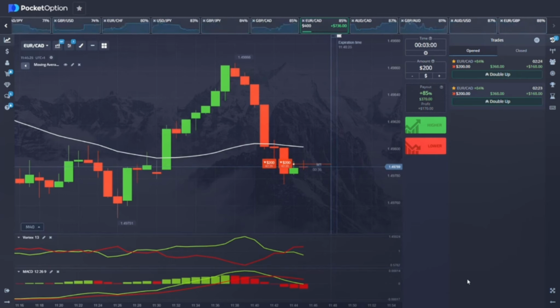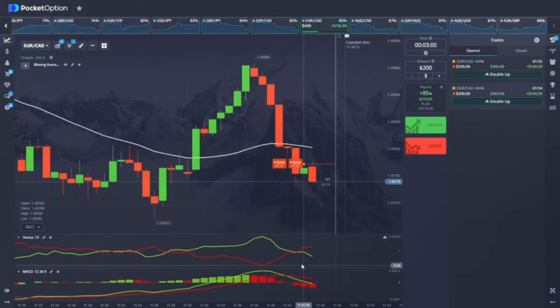You enter the sell trades with 3-minute expiry time. Avoid entering trades when the indicators are crossing more frequently or the market is going sideways. Let's watch how the trades would turn out.